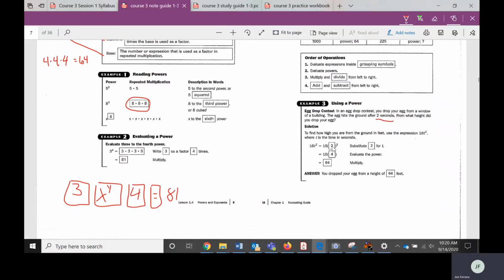Okay, so we have 16 parentheses 2 squared. Remember, 2 squared, we have to do that first, exponents first. So don't go 16 times 2 is 32 and then 32 times 32 when it says 32 squared. We got to go 2 squared, which is 4. Then 4 times 16 is 64. So if it went 2 seconds, we'd be at a height of 64 feet. Okay.